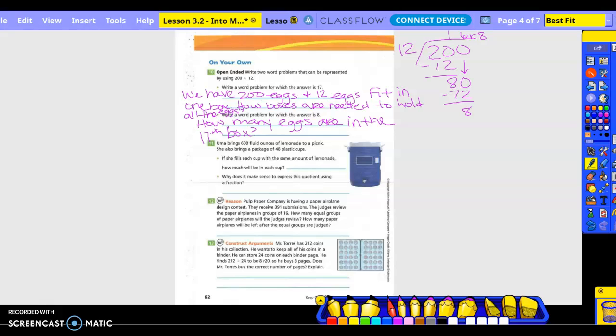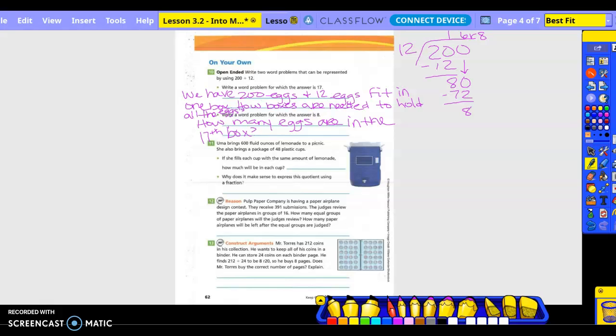Okay, number 11, Yuma brings 600 fluid ounces of lemonade to a picnic. She also brings a package of 48 plastic cups. If she fills each cup with the same amount of lemonade, how much will be in each cup? Why does it make sense to express this quotient using a fraction? So why would it be a good idea to use a fraction? Because they want a measurement, right? And for measurement, you're going to use a fraction.